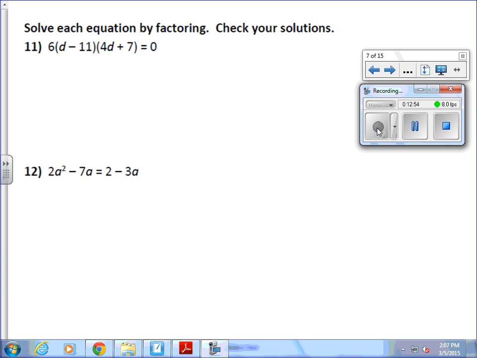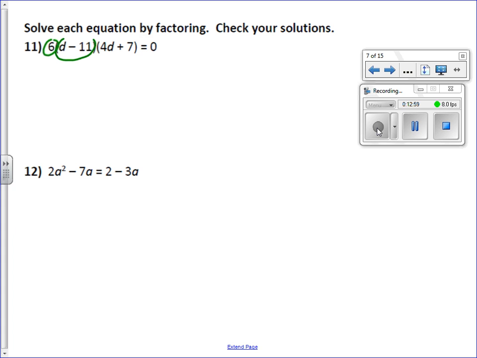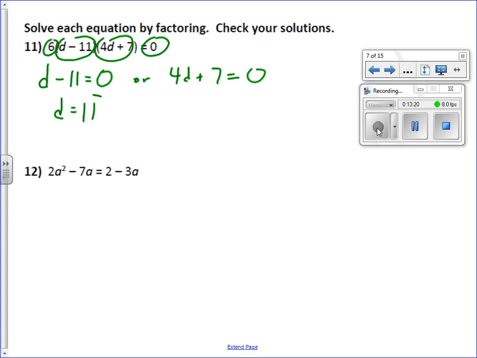When I'm asked to solve by factoring, and I know that I have three things multiplied together and they equal 0, well, 6 can never be 0. So d minus 11 would be 0, or 4d plus 7 would be 0. To figure out what values of d would cause this to be 0, I would add 11 to both sides. d equals 11. Over here, I would subtract 7, and then divide by 4. So d would be negative 7 over 4. Those would be my two answers.